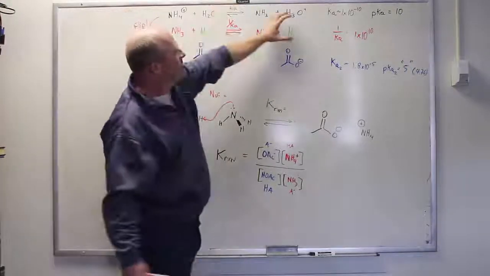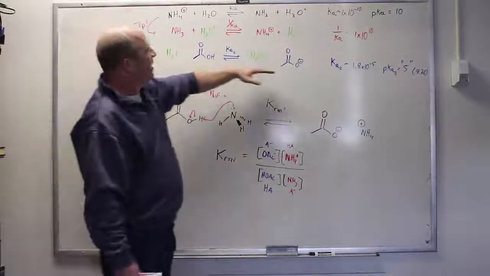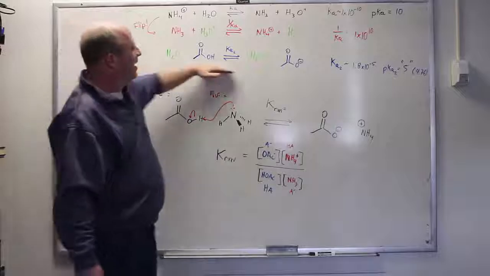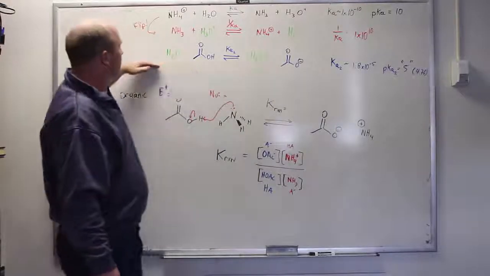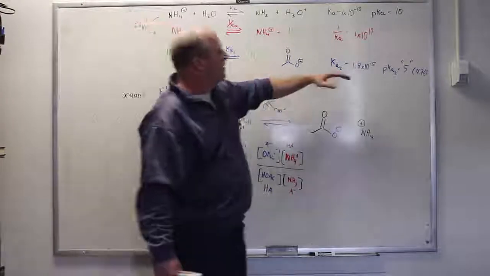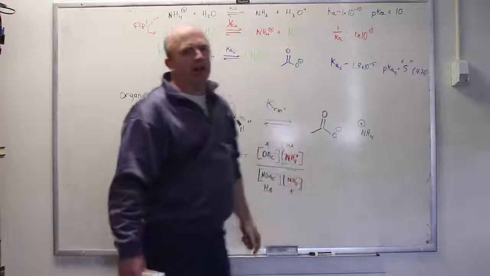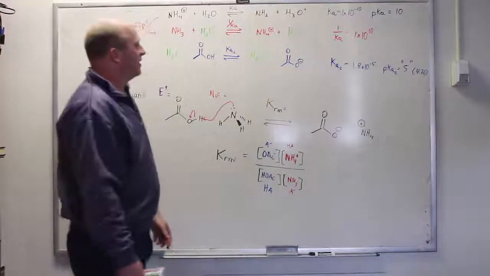Now the reason why I flip this expression is because I now need to add it to the acetate Ka expression that I had up on the board earlier. So acetic acid plus water goes to H3O+ and acetate. The Ka for that expression is 1.8 times 10 to the minus 5. Shorthand pKa for a carboxylic acid is 5.